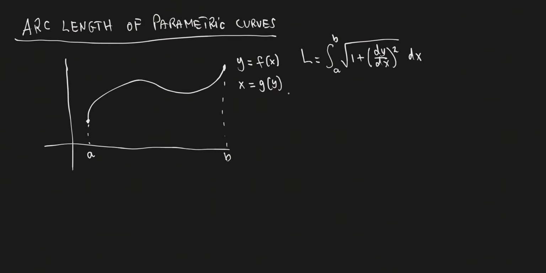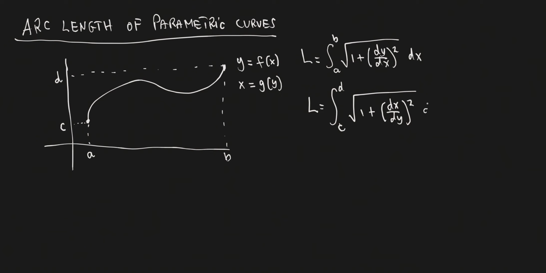If it's the latter and it's x as a function of y, and again x is a differentiable function of y, then the arc length formula becomes this. Now we need our limits on the y-axis, so let's say that's c, and then that's d, and then the arc length differential becomes the derivative of x with respect to y. We square that, we add 1, we take the square root of that entire quantity, and then we integrate with respect to y. All right, so there you go.